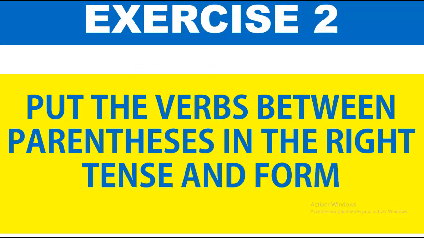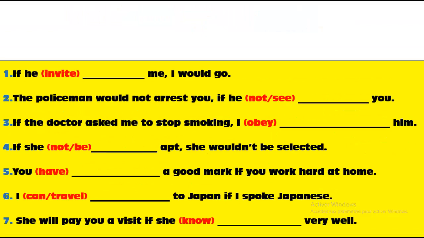Exercise 2. Put the verbs between parentheses in the right tense and form. Number 1, if he to invite me, I would go. Number 2, the policeman would not arrest him if he not to see you. Number 3, if the doctor asked me to stop smoking, I to obey him. Number 4, if she not be apt, she wouldn't be selected.